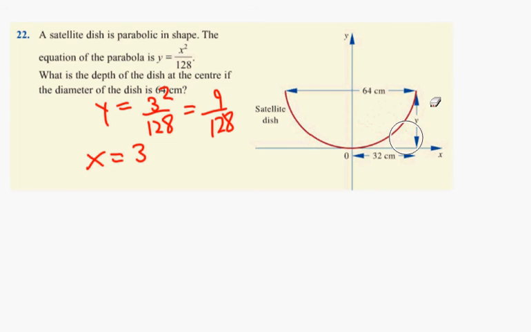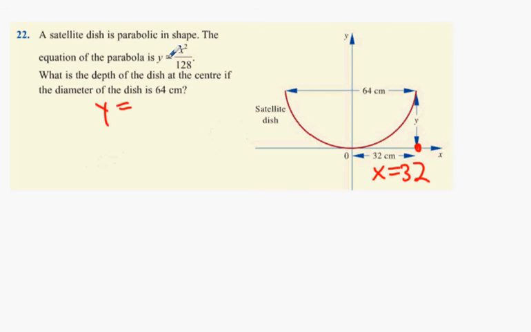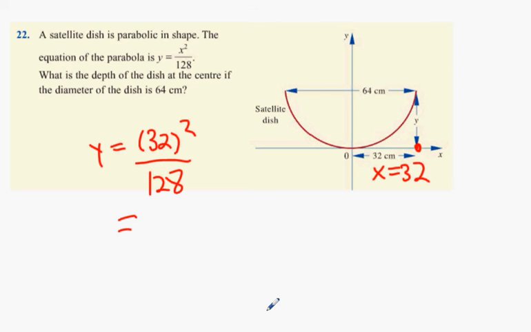Now, we want to find out the height at the point where the width is 32, when the x value equals 32. Does that make sense? So instead of x, what number are we going to put in? x equals 32, squared, all over 128. And what do we get for that? 8 centimeters high, is it? 8 centimeters. Okay. So if I choose any x value, it will give me the y value that fits it onto the curve. So if I chose x equals minus 32, it will give me the y value, using the formula, that fits it onto the curve.